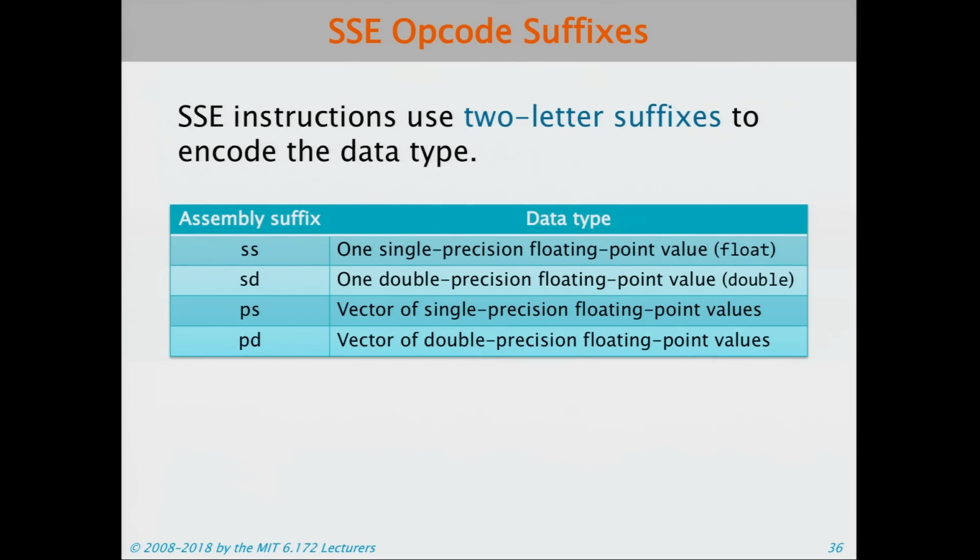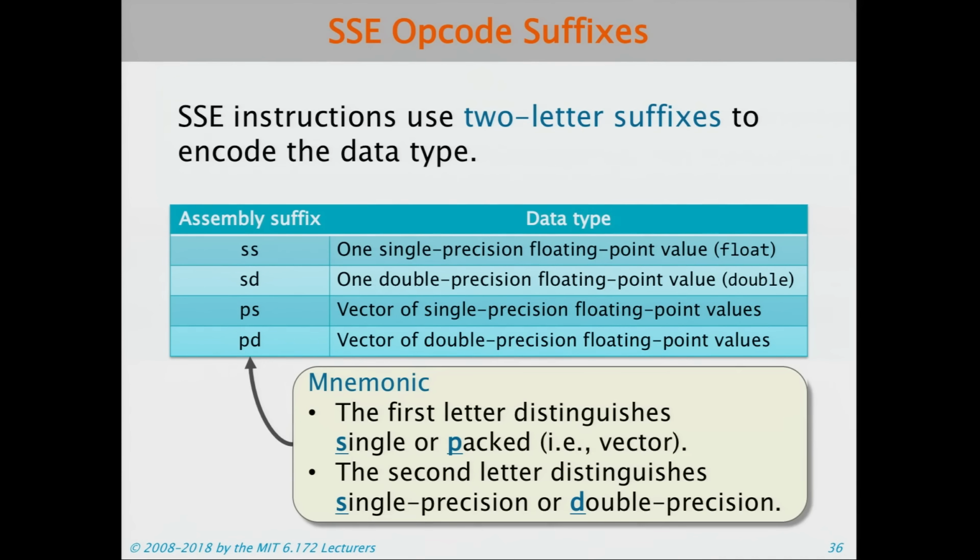Once again, they're using a suffix. The SD in this case is double precision floating point. The other option is that the first letter says whether it's single, i.e. a scalar operation, or packed, i.e. a vector operation. And the second letter says whether it's single or double precision. So when you see one of these operations, you can decode, oh, this is operating on a 64-bit value or a 32-bit floating point value, or on a vector of those values.